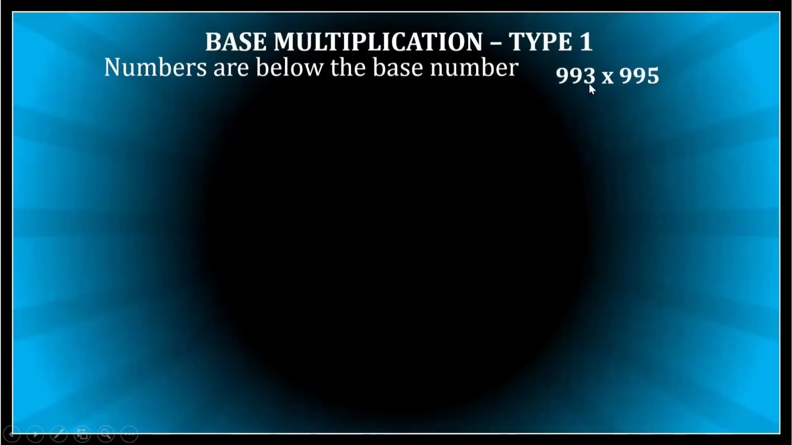Now I am taking the 3-digit number. Let's go a step further. 993 multiplied by 995. What is the base? The first step, obviously closer to 1000. So the base comes out to be 1000 here. If the base is 1000, that is the first thing to be done.